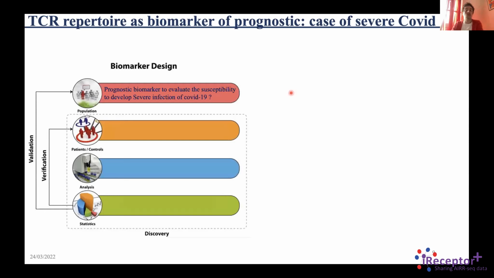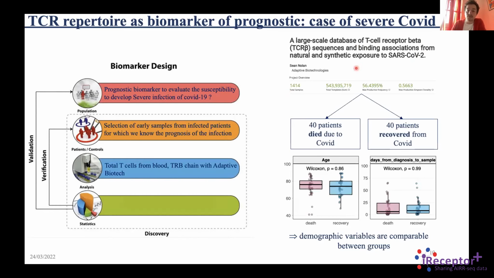So the question is, could the TCR repertoire be a prognostic biomarker to evaluate the susceptibility to develop severe infection of COVID-19? For that, from the huge cohort of Adaptive Biotechnologies, we select early samples from infected patients with a known prognosis. So we select 40 patients who died due to the infection and 40 patients that recovered. The repertoire came from total T cells from blood. We have only the beta chain, and both groups are comparable in terms of age and of days from diagnostic to sample.